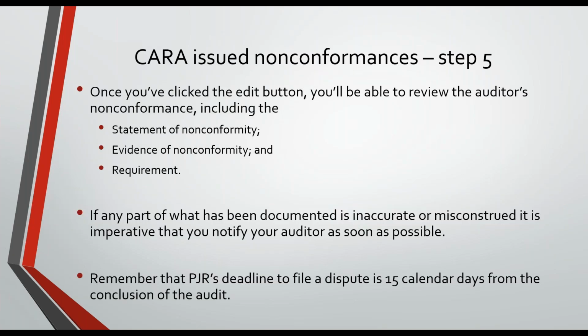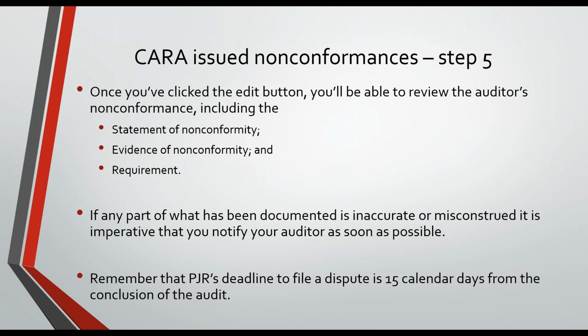Now, once you've clicked that edit button, you'll be able to review the auditor's non-conformance, which of course is the three-part statement: statement of non-conformity, evidence of non-conformity, and requirement. Now, obviously, the auditor will, at the closing meeting, go over the non-conformances with you, but it's a very good idea to do a careful review right away when you get that JSON file.